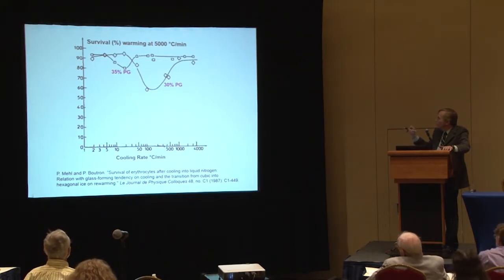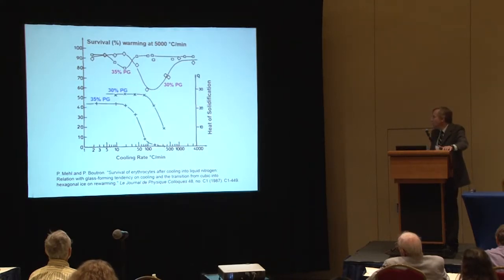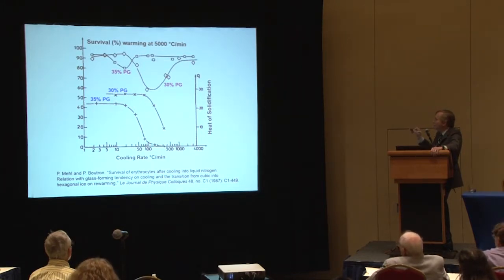And notice, though, that he was using a very fast warming rate of 5,000 degrees a minute, and he could not get this recovery unless he used this very fast warming rate. If you compare these survival curves against the ice-forming behavior of the solutions during cooling, what you see happening is that the survival of these cells picks up at almost exactly the point where the solutions begin to vitrify.